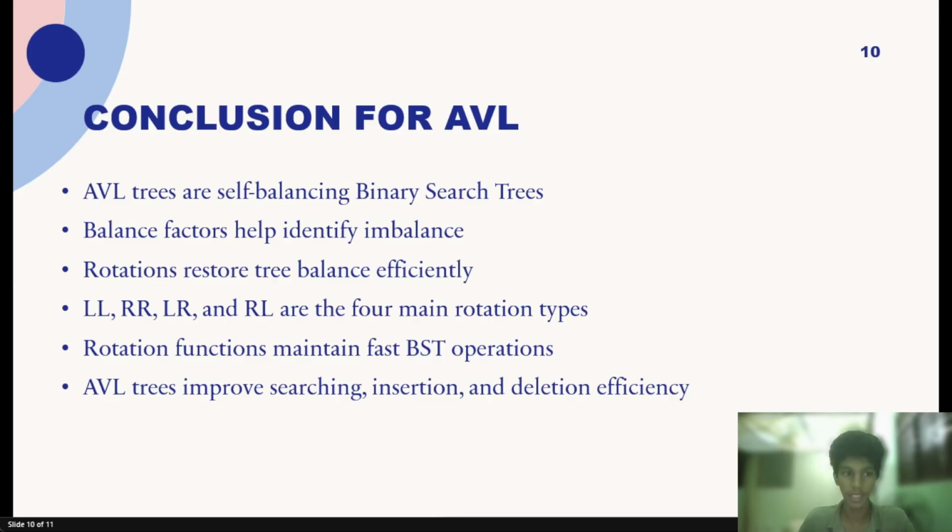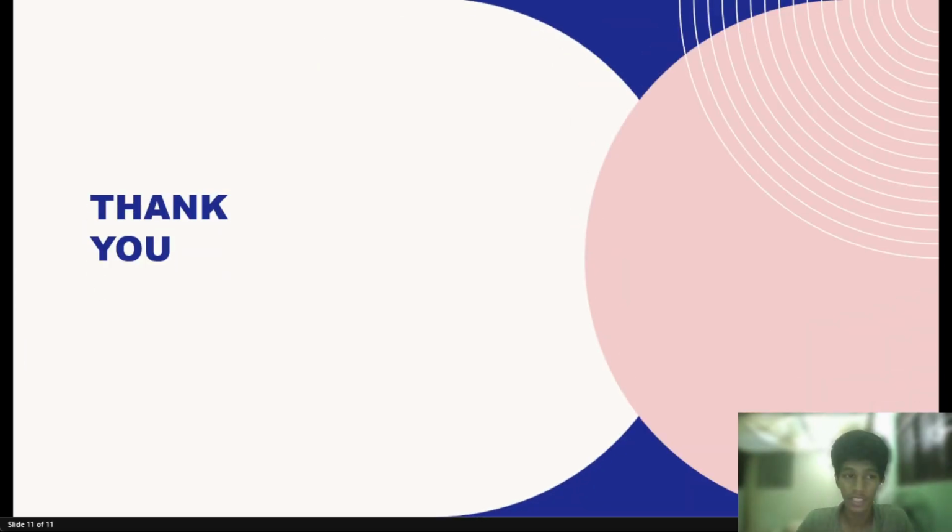Finally, we looked at the basic code implementation of AVL rotations and understood how these functions help restore balance in the tree. AVL trees are important because they maintain efficient searching, insertion, and deletion operations by preventing the tree from becoming unbalanced. I hope you enjoyed this video and learned something new about AVL trees and rotations. AVL trees are an important part of data structures because they help maintain efficient and balanced searching operations.